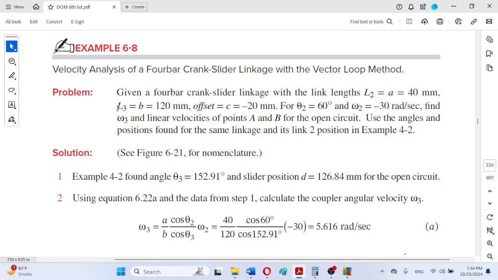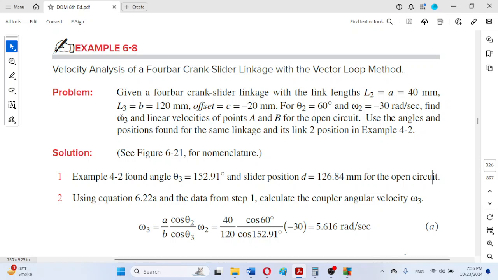Almost complete data is the same as given in example 4-2 in chapter number 4, and here it is further mentioned that omega 2, the input angular velocity to the crank input link, is minus 30 radian per second. Remember that this minus sign denotes that the rotation of the crank is clockwise. Conventionally, if the rotation is clockwise, a minus sign is used, and if there is no minus sign, that means the rotation is counterclockwise, or positive angular velocity.